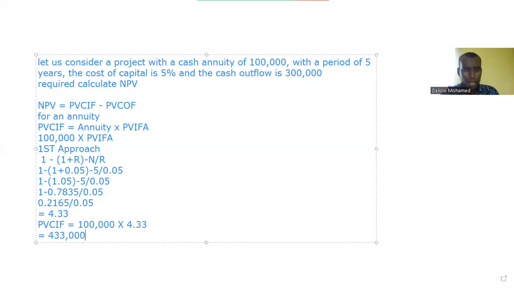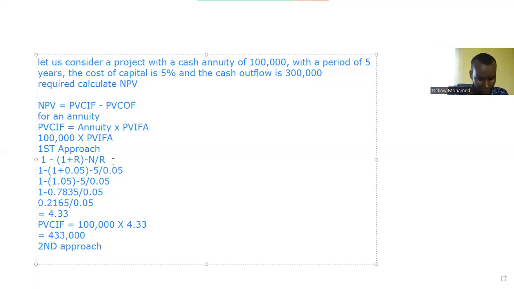Now, let's consider the second approach of getting the present value cash inflow. In the second approach, we take 1, subtract from it the bracket of 1 divided by 1 plus r, then raise this to n. Then we divide it also with r.